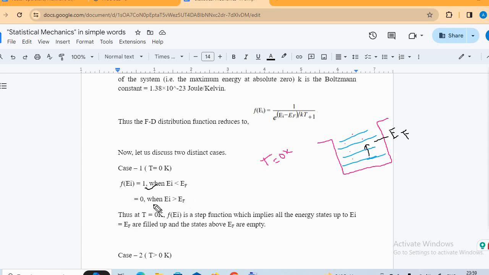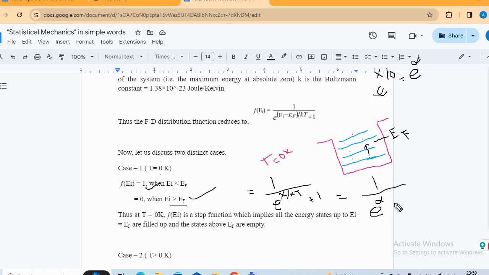First you check E greater than EF. If E is greater than EF, one can write this as 1 divided by e to the power E minus EF, and obviously this will give you a positive value. Say this is e to the power X, so we have e to the power X divided by KT, plus 1. Now our condition is T is equal to 0. The temperature is 0, so this factor becomes e to the power X divided by 0, so this is e to the power infinity, since 1 by 0 means infinity. So this becomes 1 divided by e to the power infinity plus 1. And e to the power infinity is simply infinite, so 1 divided by infinite plus 1.